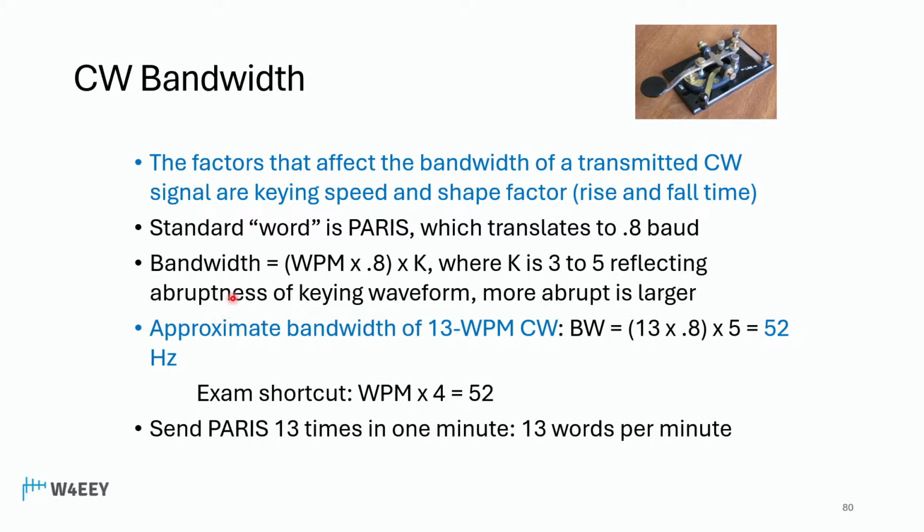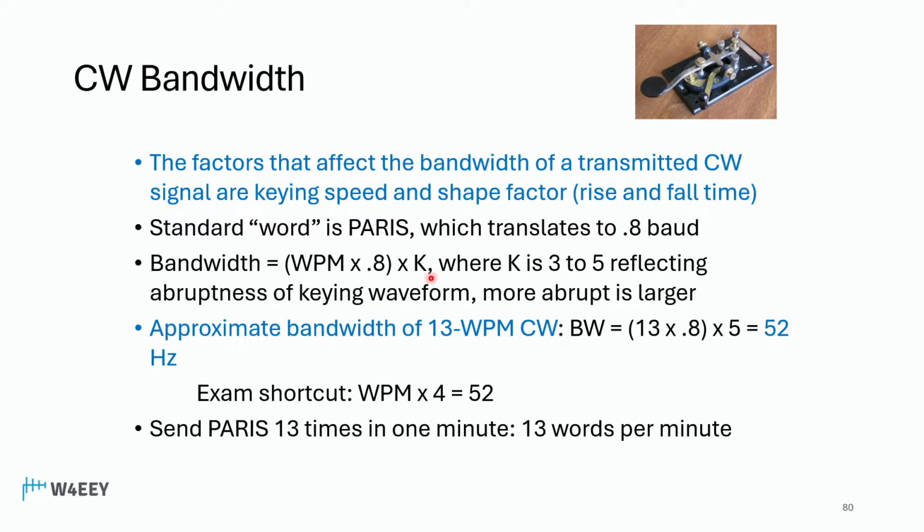So the formula is words per minute times 0.8 times K, the shaping factor, where K is 3 to 5, reflecting on the abruptness of the keying waveform. A more abrupt change is larger. I'll show some pictures of that.